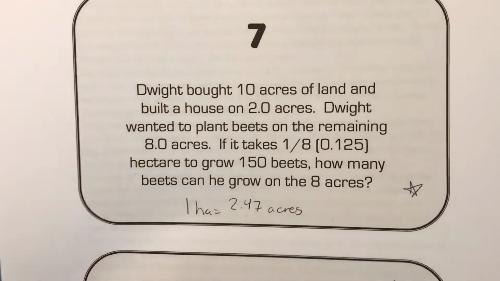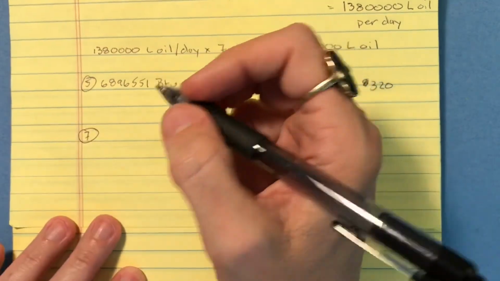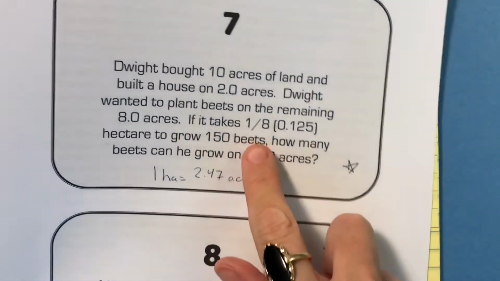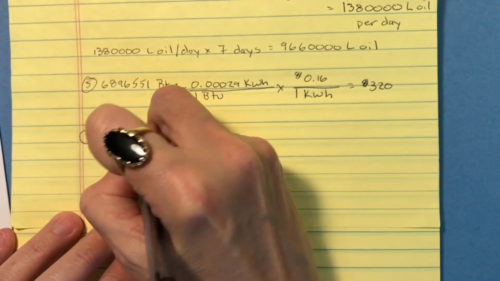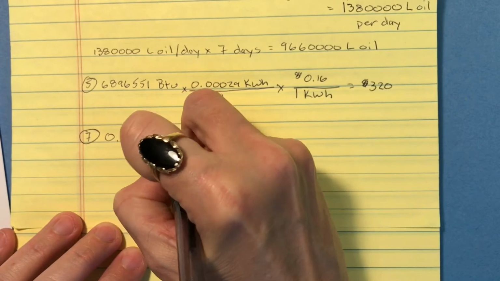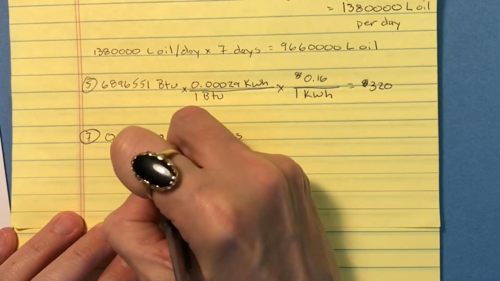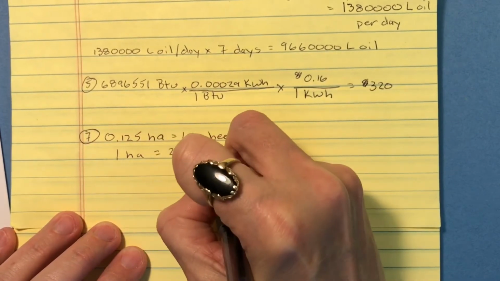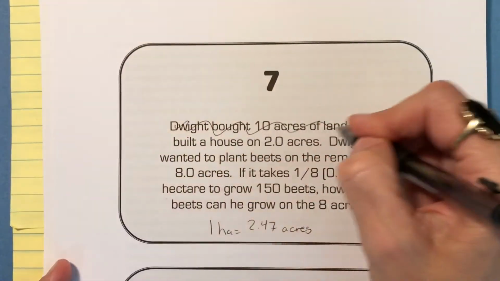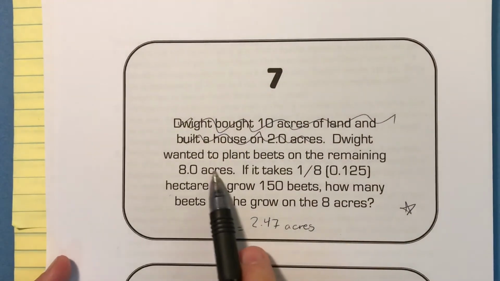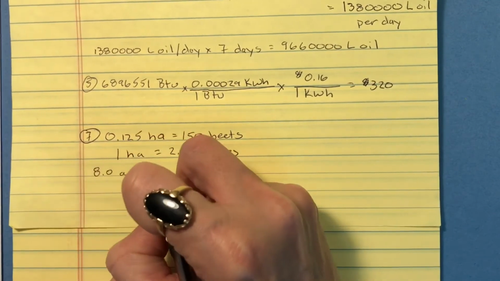So again, if you're having issues deciding what to start with, why not just pull out the conversion factors and see what's left. So if it takes 1/8 of a hectare to grow 150 beets, you have 0.125 hectares to grow 150 beets, and then you also have 1 hectare is equal to 2.47 acres. You can see that we don't care about this part. That's nice, Dwight. We don't care. The only number you're left with is 8 acres. So you have 8.0 acres.